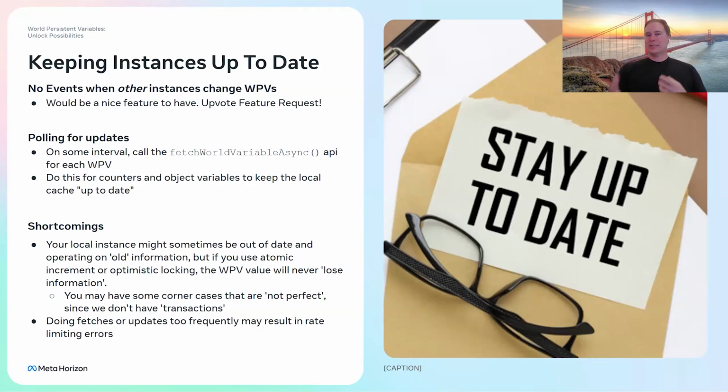So you might just have some interval timer in your world somewhere that's calling fetch world variable async on all your WPVs every minute or something like that. And then everybody else just uses the synchronous get APIs, and they get something that's up to date within the last 60 seconds. So there are some shortcomings to this: your local instance might be slightly out of date. It might be operating on some slightly old information. But if you're using the atomic increment or the optimistic locking for object variables, you're never going to lose information. It's just that you might have some cases that are not quite perfect since we don't really have transactions in the system. But you won't lose data.